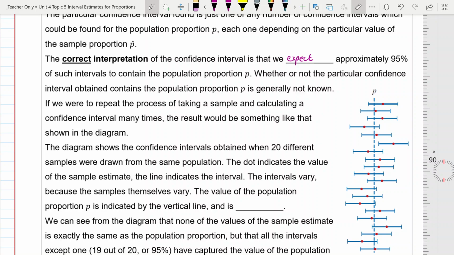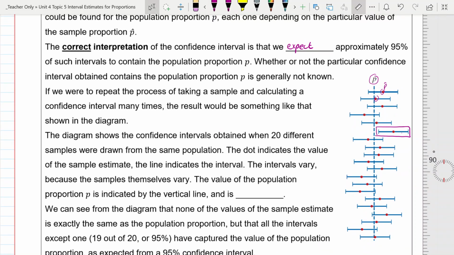But if we were to repeat the process many times, for instance, if we have a look here on the left-hand side, this dotted line down here is our population proportion, okay? And for each sample, we have a sample proportion, so P hat. Now, what we're saying is that 95% of these, in fact, 19 out of 20 of them, this one here does not contain our population proportion, but 95% of the sample intervals that we have taken contain our population proportion.